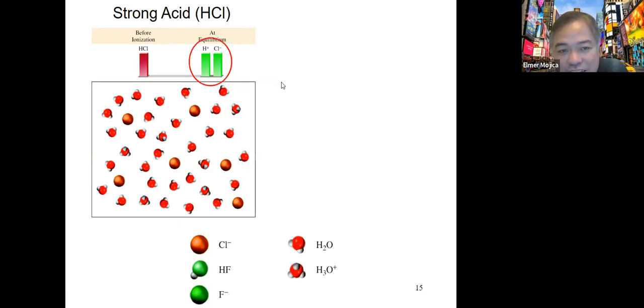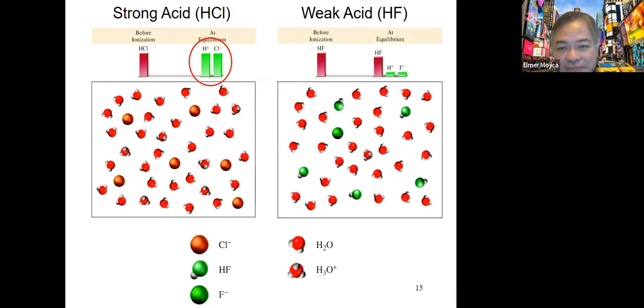But if you have a weak acid, kita mo yung weak acid mo, siya pa rin yung major species, kasi hindi naman siya nag-dissociate. Only a few percentage of it dissociate.